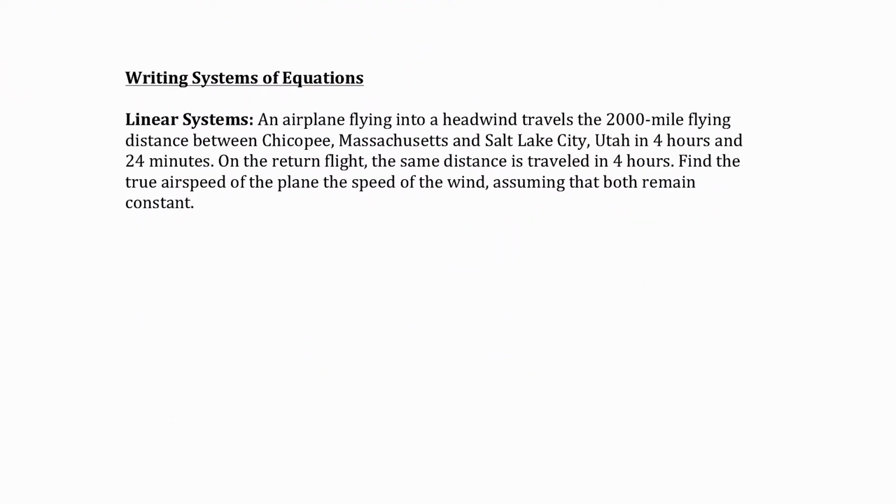Looking at this last example, we're writing another system of equations just like we did at the end of the last one. We've got an airplane flying into a headwind that travels the 2,000 miles from Chicopee, Massachusetts to Salt Lake City, Utah in 4 hours and 24 minutes. On the return flight, the same distance is traveled in 4 hours. Find the true airspeed of the plane and the speed of the wind, assuming that it's constant in both directions.